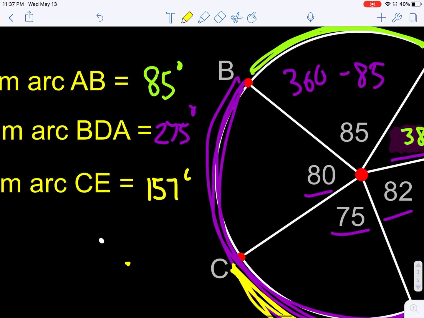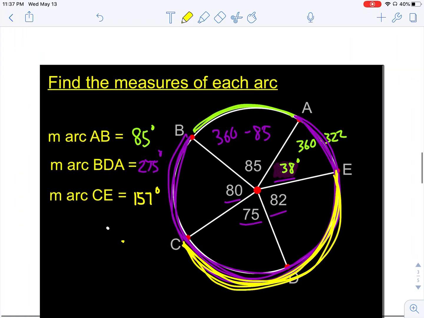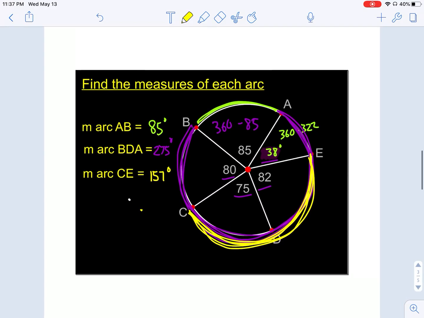So there you go. That's a little bit about arcs and their arc measure. Arc measure refers to the central angle from the endpoints of the arc to the center. If it's a minor arc, it has 2 letters, less than 180. Major arc has 3 letters, more than 180 degrees. So there you go.